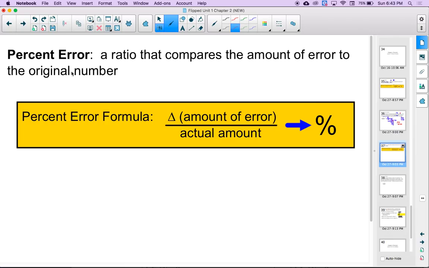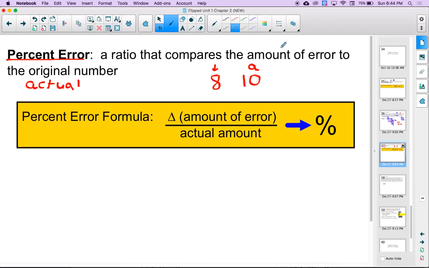Percent error, this deals with when we do some guessing. So it is a ratio that compares the amount of error to the original number, or the actual number. That might even be a better word to use here. Actual number, the correct number. So imagine that you were guessing on something. You thought that you could read 8 pages in 10 minutes. So you go ahead and carry out your reading and you find that you can actually read 10 pages in 10 minutes. So your guess was 8, but the actual number was 10.